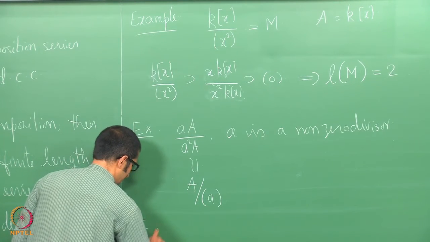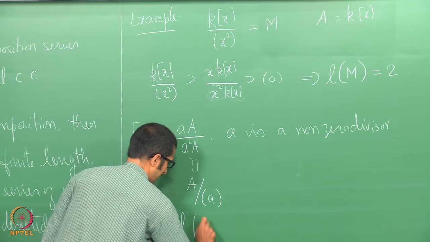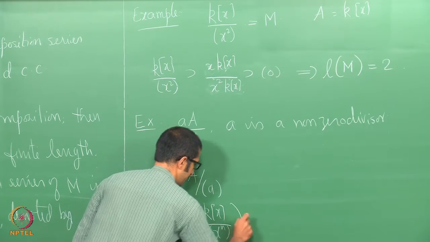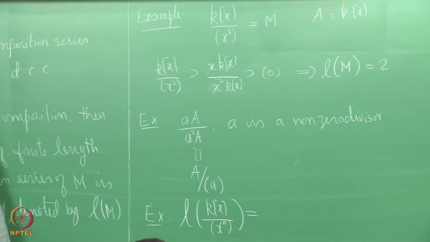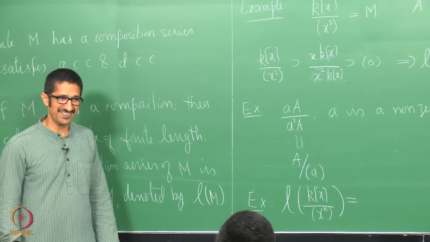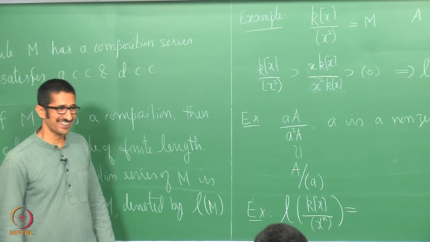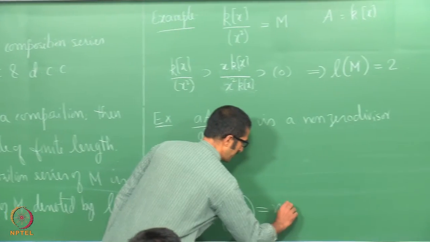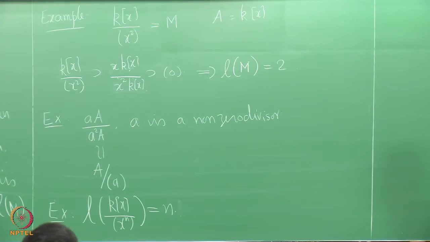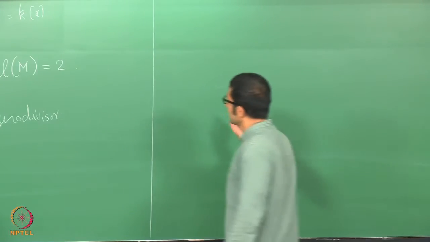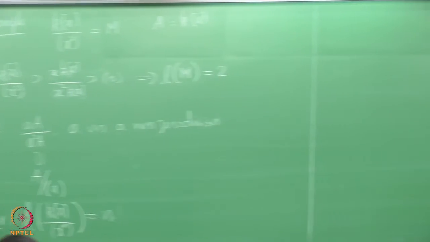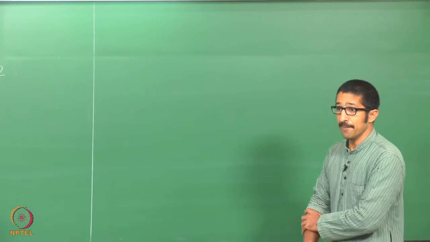Now, what is the length of kx mod x power n? Prove this. Not factorial n. Okay. So, now let us look at this.